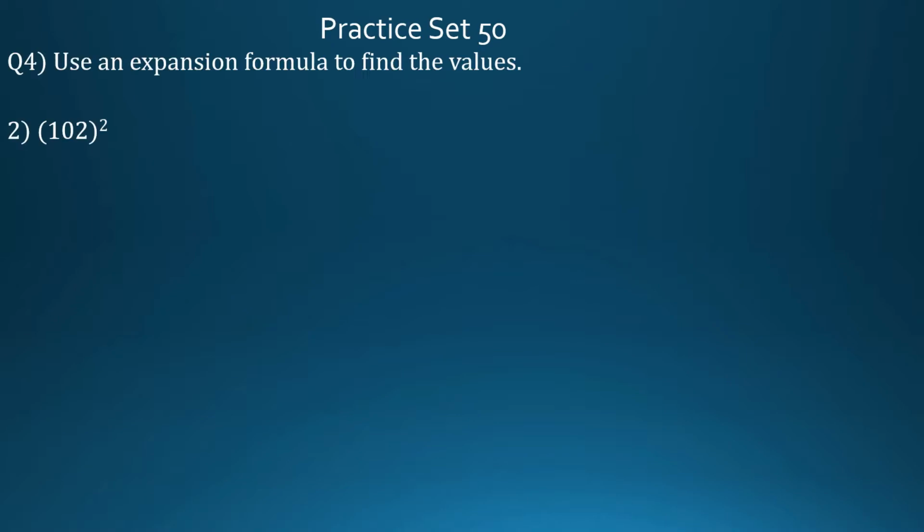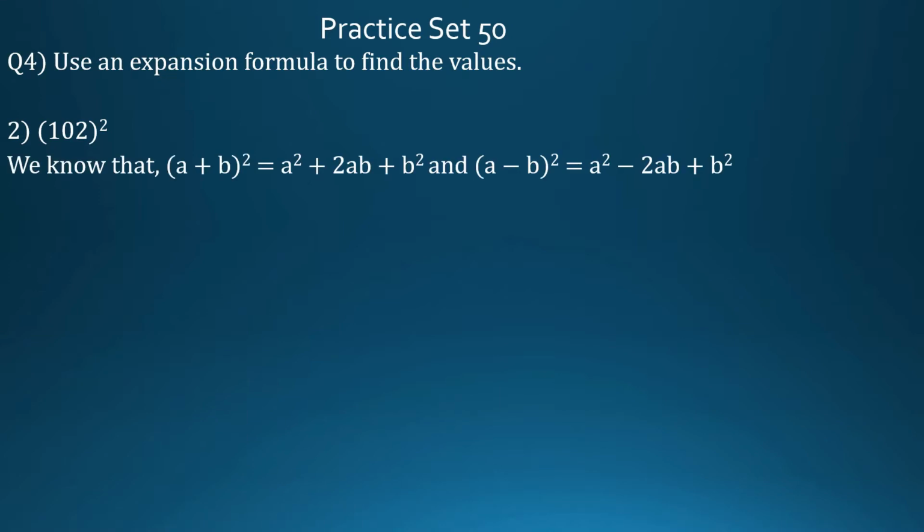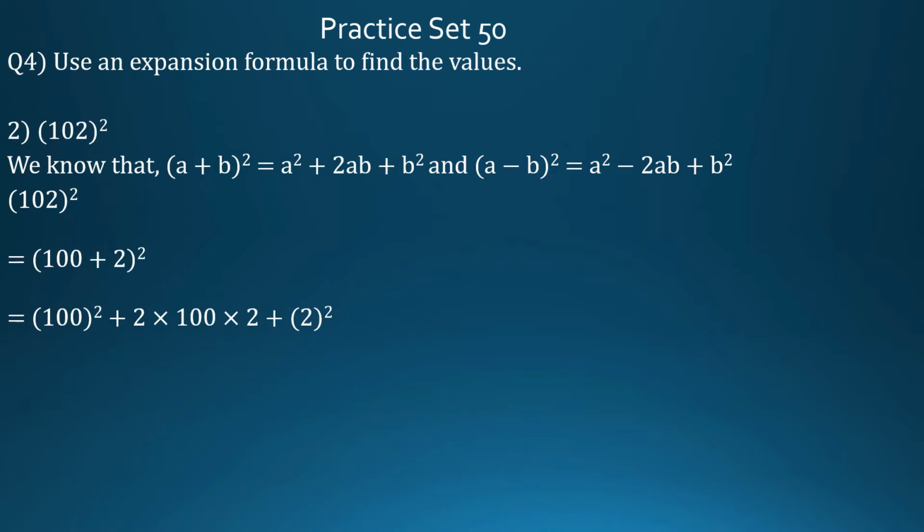Now let us see the second sum. 102 the whole square. So we have to find out the square of 102 using the expansion formula. It is known that a plus b the whole square is equal to a square plus 2ab plus b square, and a minus b the whole square is equal to a square minus 2ab plus b square. 102 the whole square can be written as 100 plus 2 the whole square. So now let us use the expansion formula. A plus b the whole square is equal to a square plus 2ab plus b square. So we get 100 square plus 2 into 100 into 2 plus 2 square.